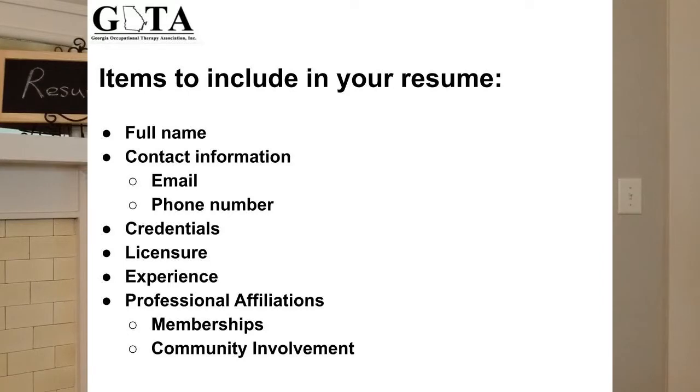Let's start by reviewing industry standards for resumes with therapy candidates. Items to include in your resume. Obviously your full name and contact information, and this should be done in an email or a phone number, preferably both. You want to include credentials, your licensure, experience, education, and professional affiliations, which could include memberships and any type of community involvement you have.